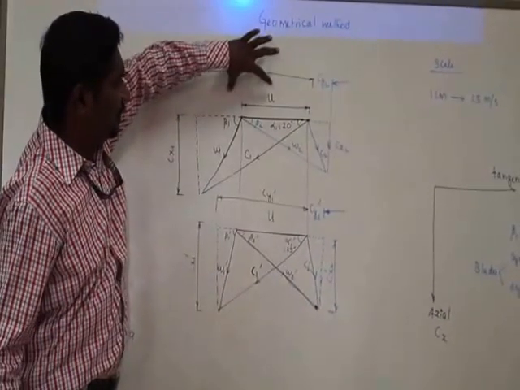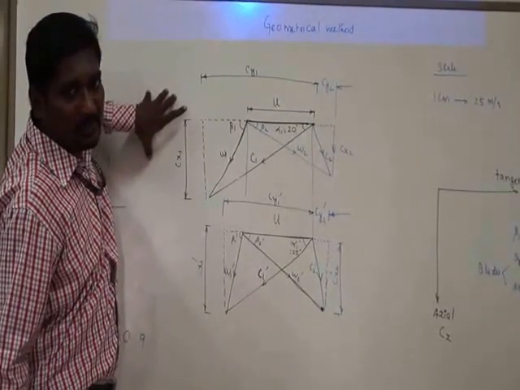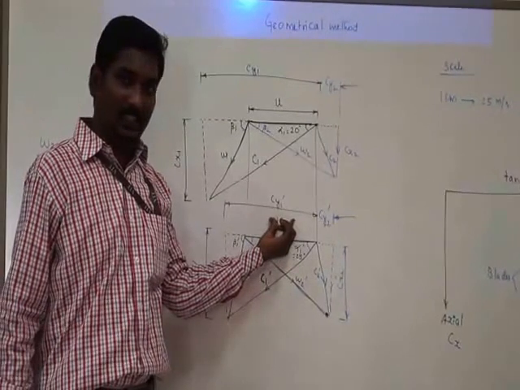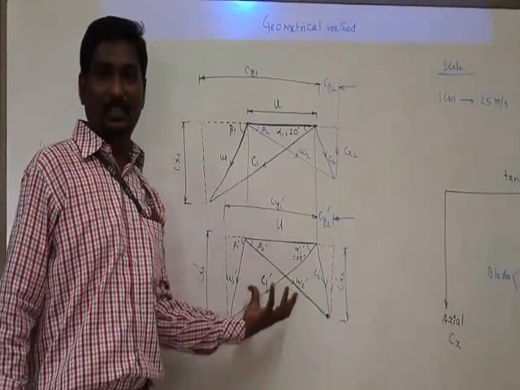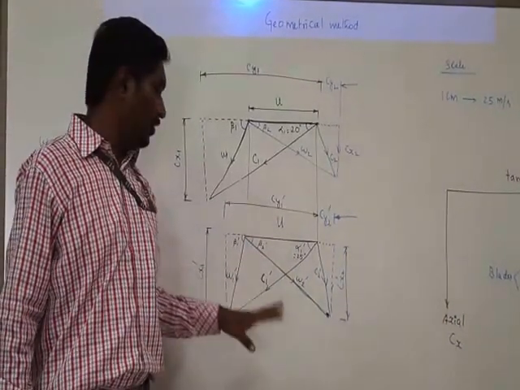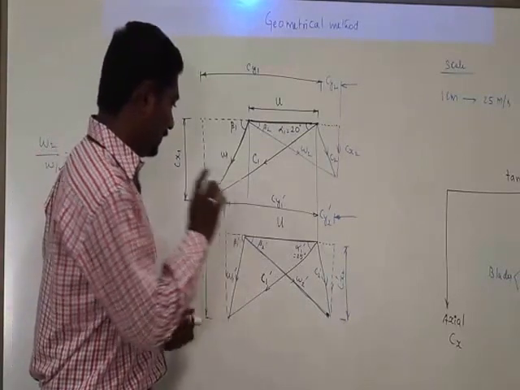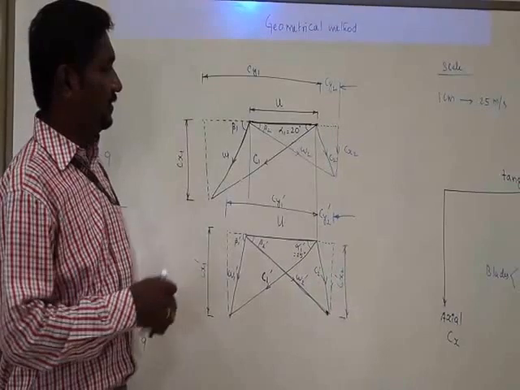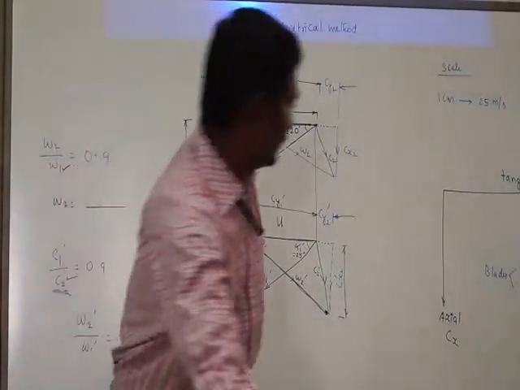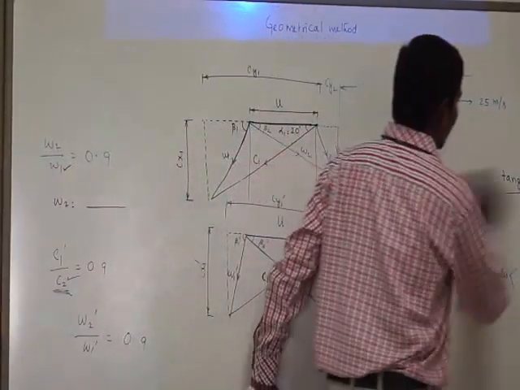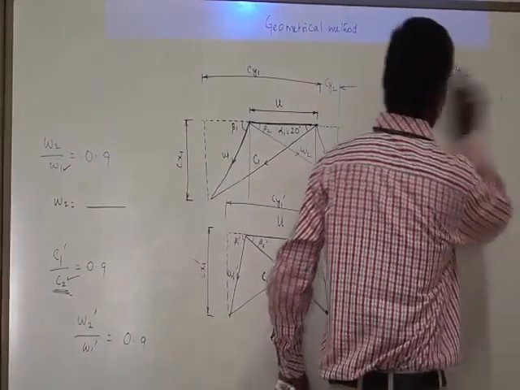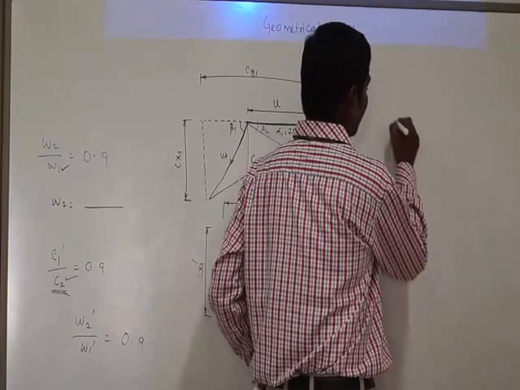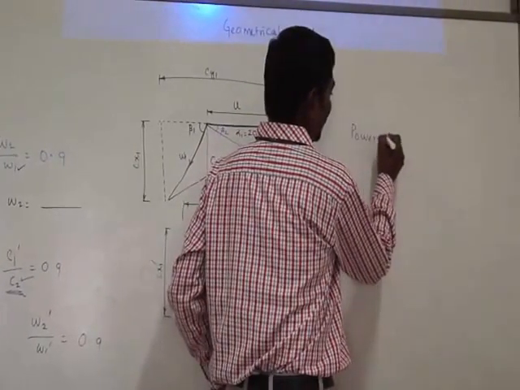So we have drawn the velocity triangle for the first row of the moving blade, and from this, by keeping U constant, we have drawn the velocity triangle for the second row of the moving blade. So here we have represented everything. In the problem, they are asking to calculate the power developed. Only calculate the power developed. Power developed is determined like this.